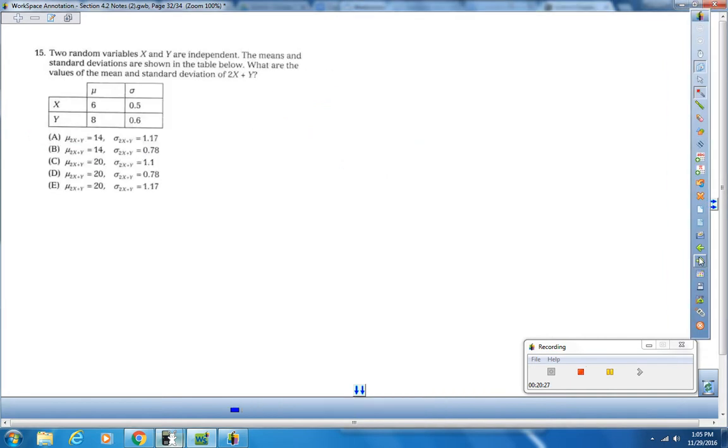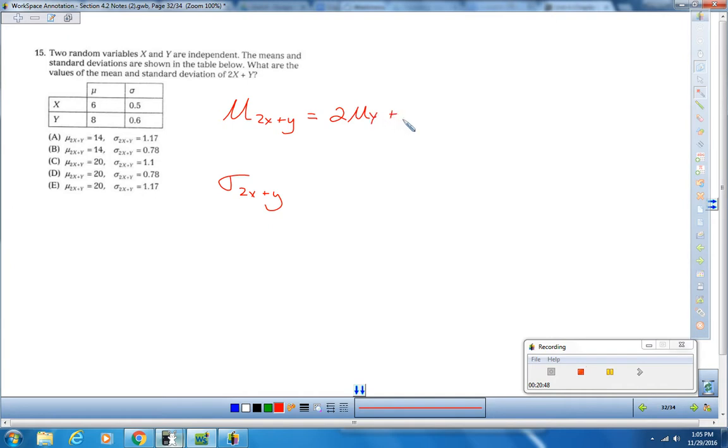Number 15: two random variables x and y are independent. The means and standard deviations are shown in the table below. What's the value of the mean and standard deviation? Okay, so we're looking for the mean of 2x plus y and the standard deviation of 2x plus y. Well, this is just 2 times the mean of x plus the mean of y. I wrote x for that first one. It should be y, or vice versa.